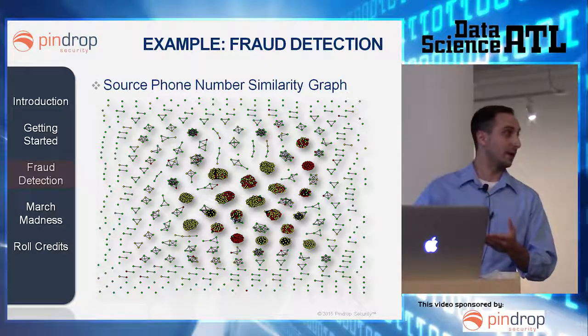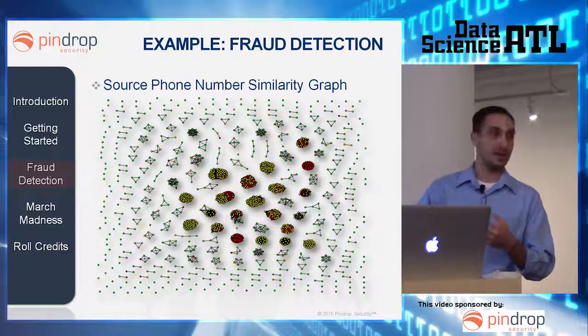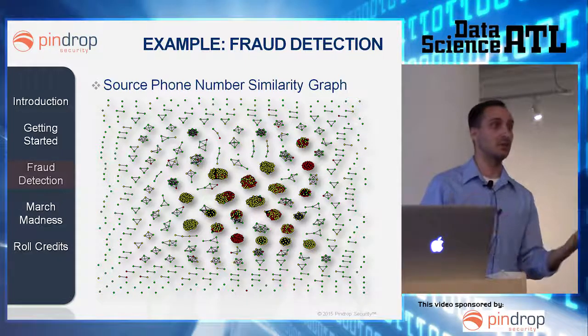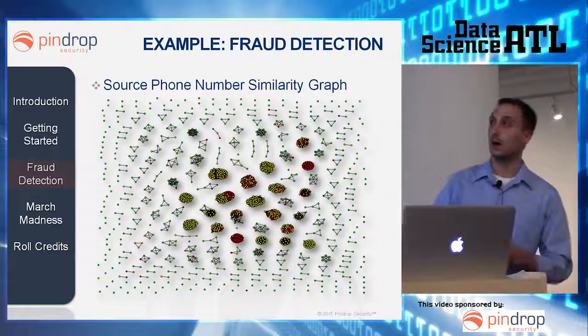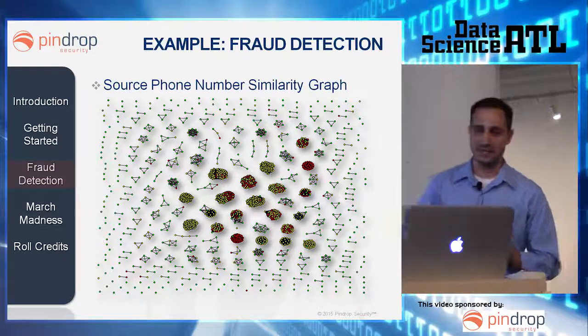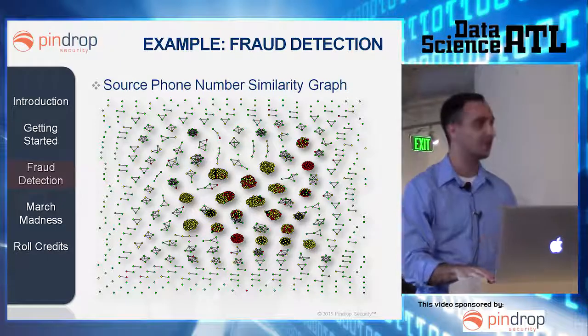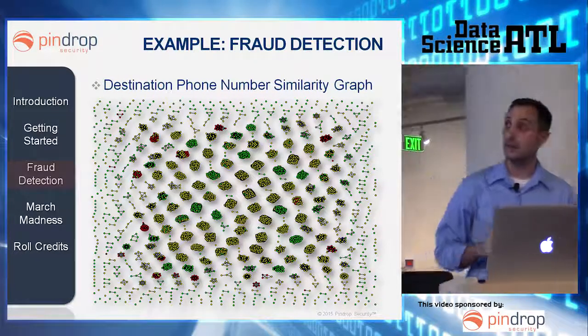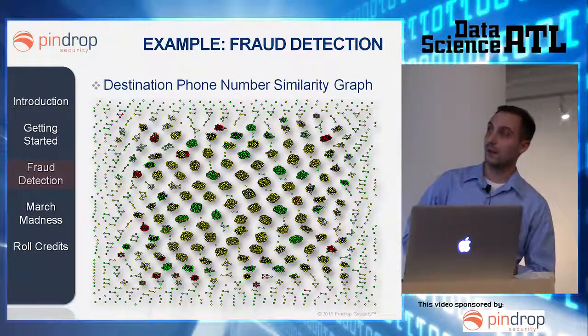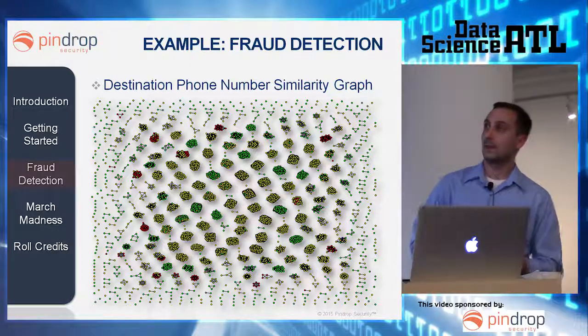And I didn't know this when I was exploring this data. My task was simply to explore and figure out what was going on. So we see this, and then I say, okay, well, that's with source numbers. Does that happen the same with destination numbers? Indeed, it does. That's pretty cool, right?